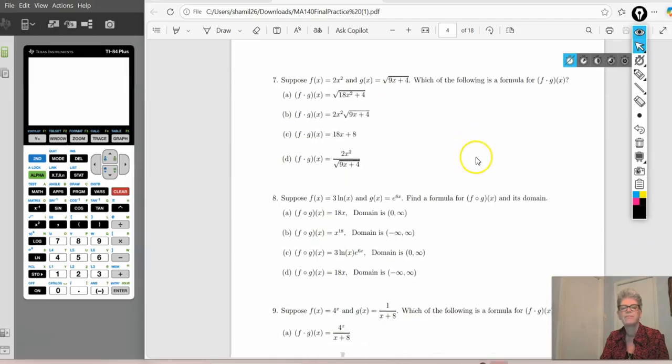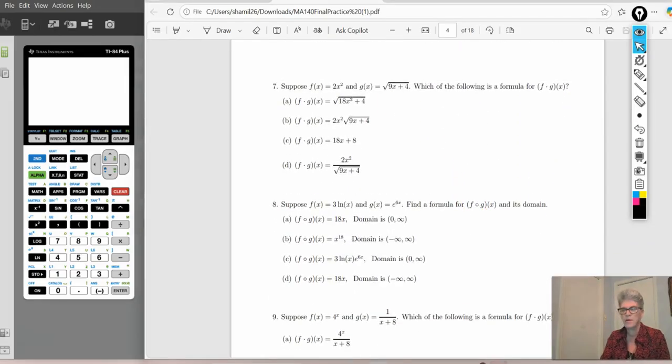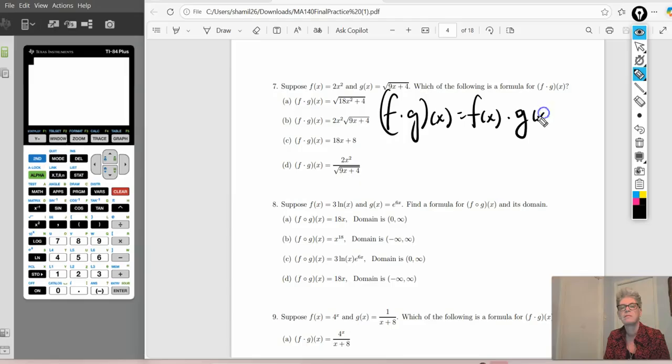Let's look at number 7. So there's 50 questions. So we're getting there. They want the formula for f times g. Now that is unmistakably a simple multiplication symbol. That's not a composition symbol. Now when I do that, it's the formula for f times the formula for g. So the formula for f is 2x squared, and the formula for g is that.